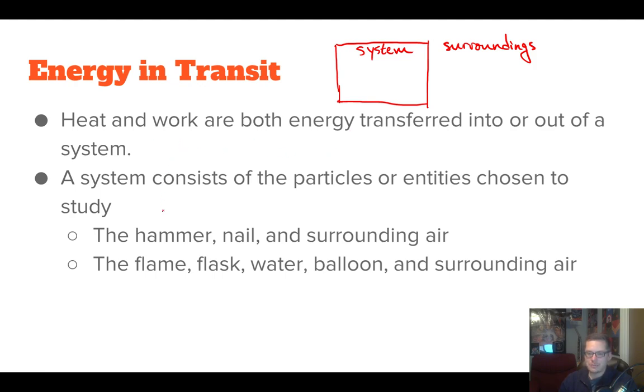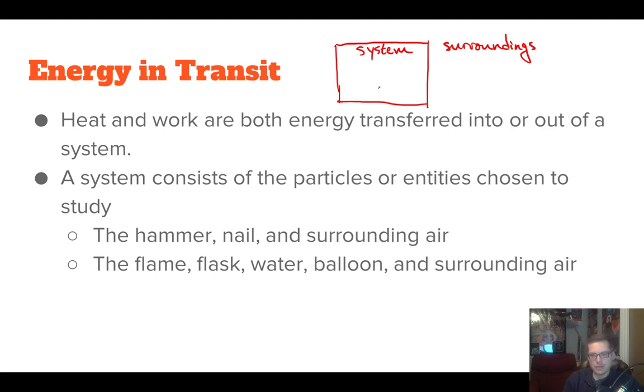Okay, but so the system is just whatever you're looking at. So in the case of our Erlenmeyer flask and the balloon, that was our system. The water inside the Erlenmeyer flask with the balloon sitting on top, that's our system. The surroundings is everything else, literally everything else. So us in the room, the table, the classroom, the universe, right? That is the surroundings.